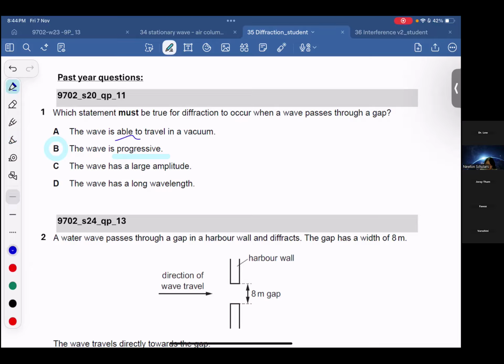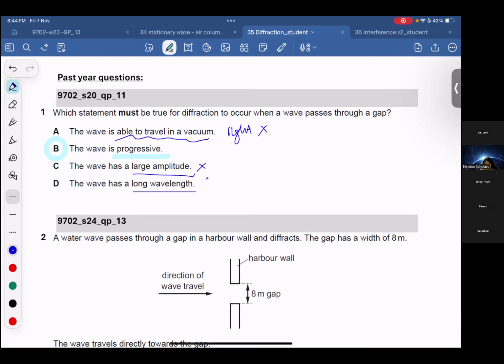Must be able to travel in vacuum? No. Light can travel in vacuum, but it's not required. It must be larger amplitude? No, we have no such requirement. Must be long wavelength? Cannot say must.